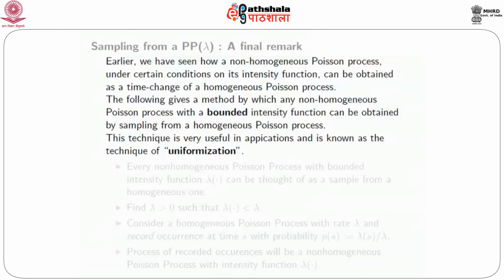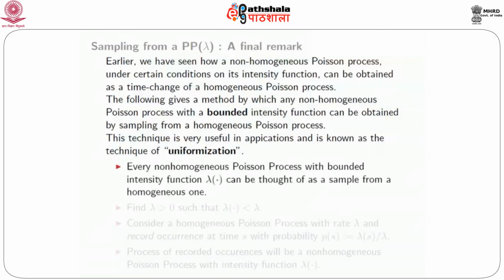So, this is a slightly different kind of condition on the intensity. It's a bounded intensity function. It can be obtained by sampling from a homogeneous Poisson process. The technique is very, very useful in applications and is known as the technique of uniformization. So, it's very easy. Every non-homogeneous Poisson process with bounded intensity function lambda(t) can be thought of as a sample from a homogeneous one. How?